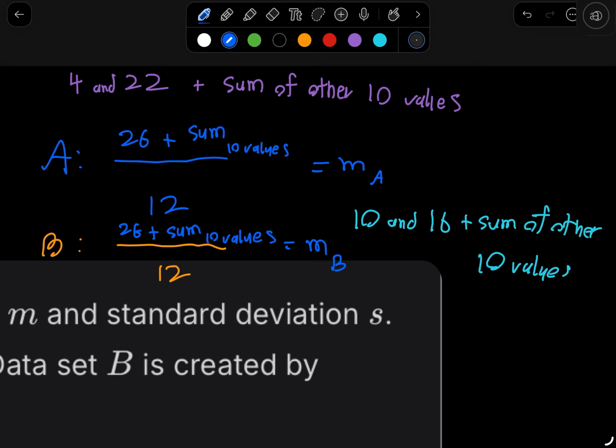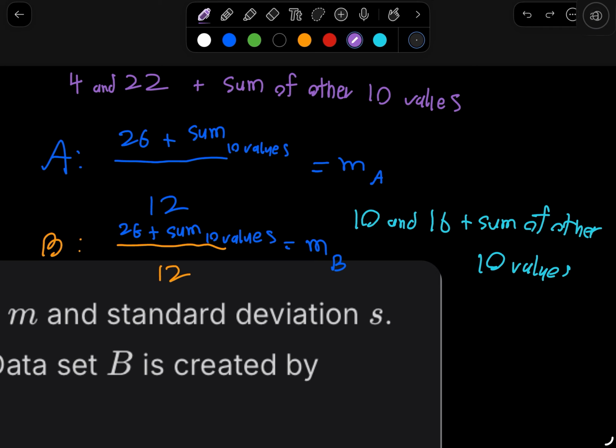You'll notice here that A and B actually have the same mean. It doesn't change because you're dividing by the same number of values. And the sum of the two numbers that we know, of course the numbers are different, but when you add them together, 4 and 22 give you 26, and 10 and 16 also give you 26. So that doesn't change either.